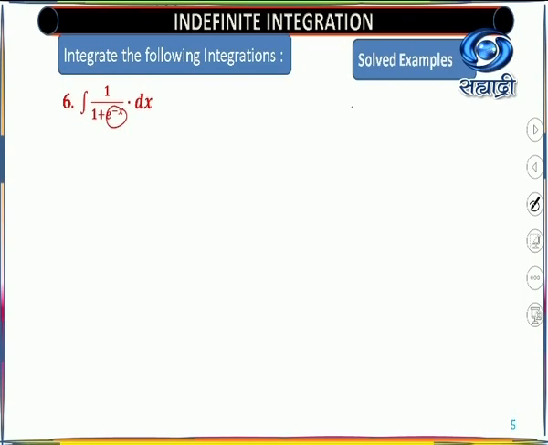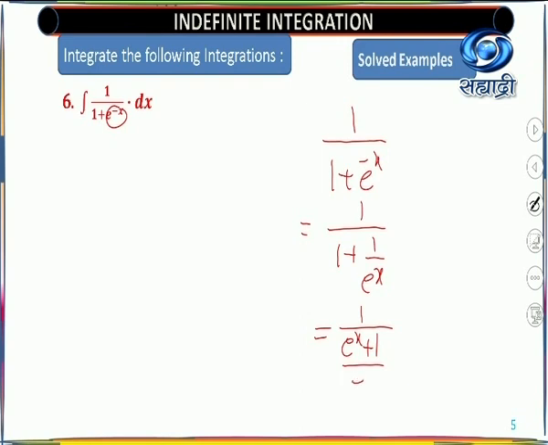So in what way will you simplify this? This is nothing but 1 upon 1 plus e raised to minus x. That gives you 1 upon 1 plus 1 upon e raised to x. Now if you take the LCM, this becomes 1 upon e raised to x plus 1 upon e raised to x. This denominator goes to the numerator, and therefore this becomes e raised to x upon e raised to x plus 1.